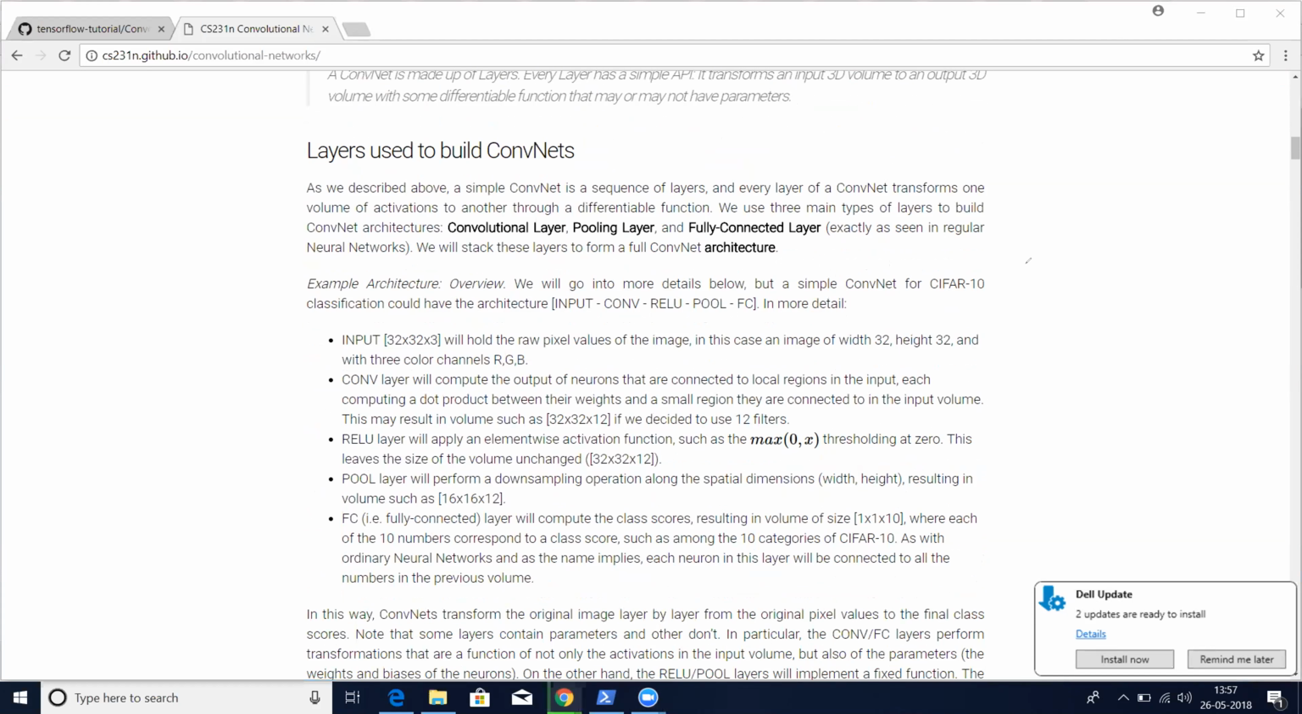Just understand, the first thing is your input layer. What are we trying to understand? We are trying to understand convolutional neural networks. This is what we're trying to understand, and it is also called a convolutional neural network. So we have one convolutional layer, one pooling layer, and a fully connected layer.